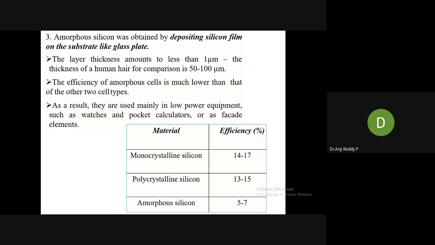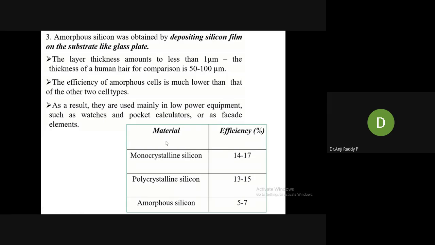Different scientists are using different materials to improve the efficiency. At present they have reached a maximum efficiency of 42%. These are the general values from before 4 years, not exact right now. Compared with all, monocrystalline silicon will give more efficiency. By using different techniques and adding different materials to the monocrystalline, we have increased the efficiency up to 42%.